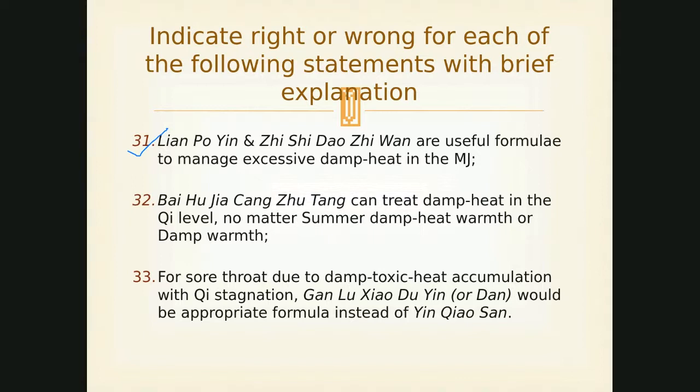Now, number 32. Bai Hu Jia Cang Zhu Tang can treat damp heat in the qi level, no matter summer damp heat warmth or damp warmth. Correct, because Bai Hu Tang can manage the heat in the qi level and Cang Zhu can manage the damp. So we missed concept 4 today. You saw this formula Bai Hu Jia Cang Zhu Tang. The same formula also presents the pattern of summer damp heat warmth in the qi level.